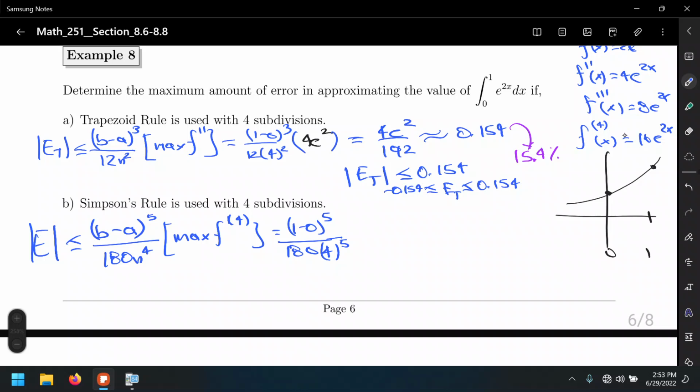Now let's look at the 4th derivative. For the 4th derivative, we got 16e to the 2x, whose graph looks like this. Again, all that changes is the y-intercept. And likewise, evaluating at 0 is not going to give us the maximum on the interval. That's actually the minimum. And the maximum is going to be given when we evaluate the function at x equals 1. So that'll be 16 times e to the 2nd, whatever that number is, doesn't matter.